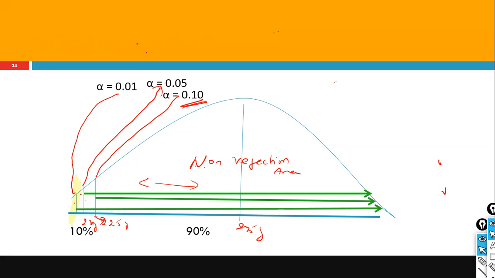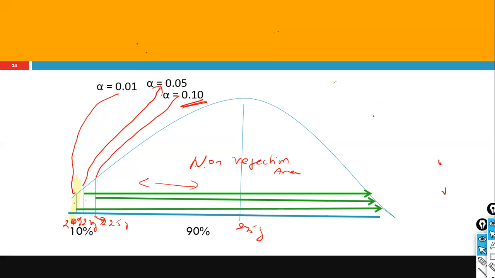When you use a small alpha, you are so liberal. You are saying even if it is going to be 200 gram, I'm okay with that. Somehow you want to pass the test. You want to accept, you don't want to reject the null hypothesis. Right? So if you specify 0.01, what will happen? The non-rejection area becomes very big, right?